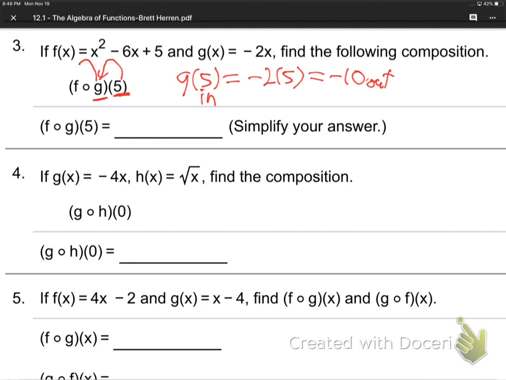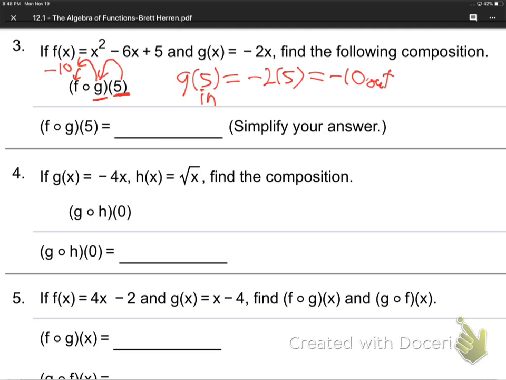So what pops out of the G toaster is minus 10, and then you put that into F. It's double plug-in. What comes out of the toaster, you then put into F. Is that making sense? That's what this circle thing in the middle means. It means plug into both. But it's always right to left. First 5 goes into G. What comes out goes into F.